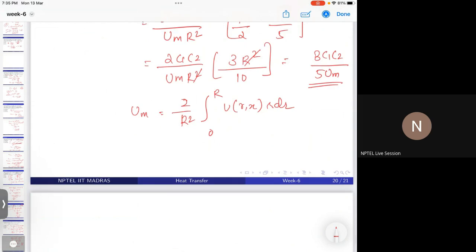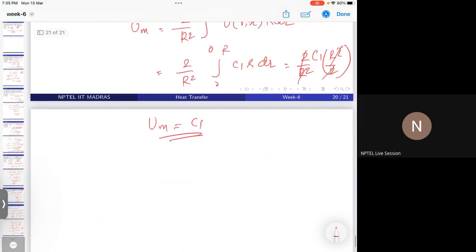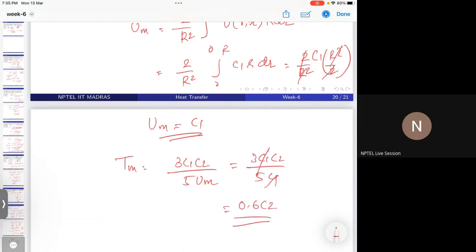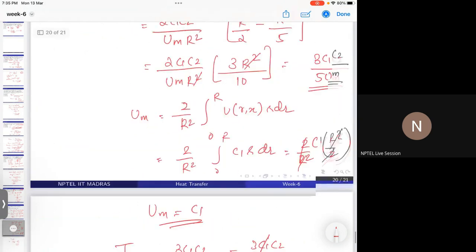Okay, 2 by r square, 0 to r, c1 r dr. Okay, 2 by r square, c1 r square by 2, so it is equal to c1. So if you substitute this in that value Tm, which is equal to 3c1 c2 divided by 5, so 3c1 c2 divided by 5 c1 is 0.6 c2. Okay, I hope it is clear now.